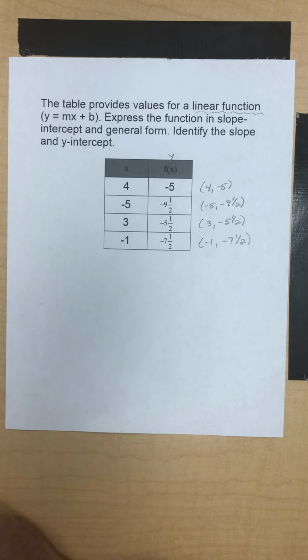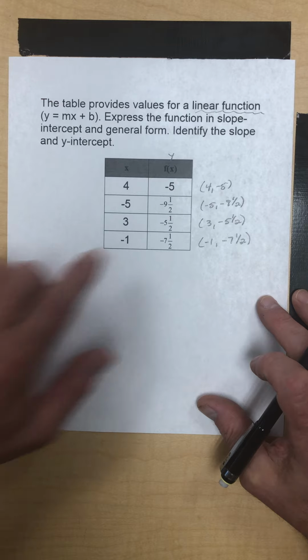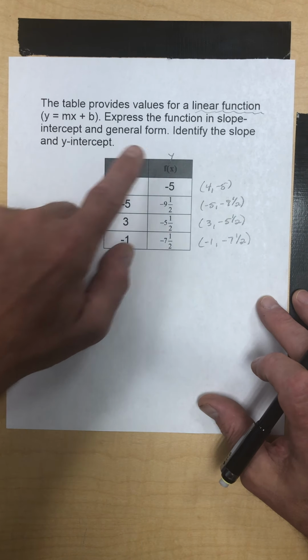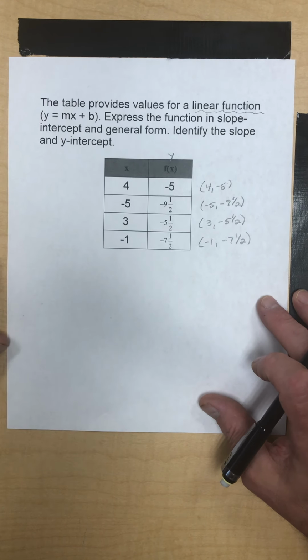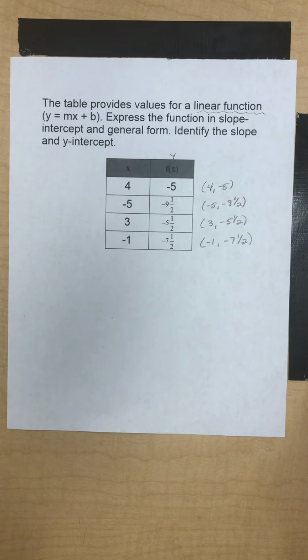Okay, so let's see. It wants me to write the equation in slope-intercept form and general form. It wants both. And then it also wants me to identify the slope and the y-intercept. Well, to be able to write an equation, I've got to calculate the slope to begin with.